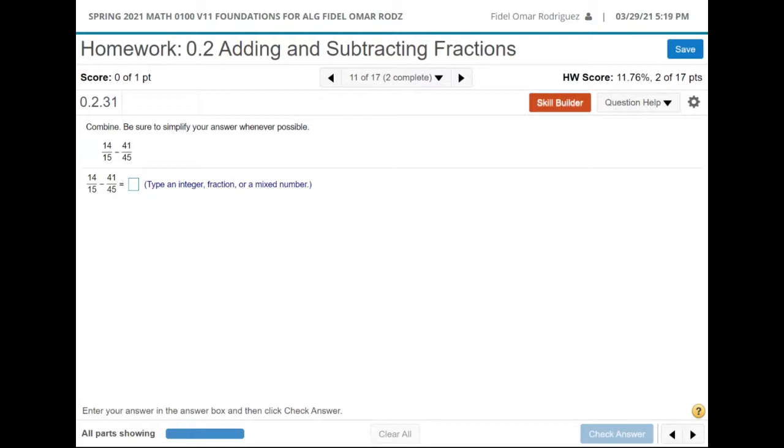Guys, I want to do this next one simply because the multiplication table that I pulled up is a 15 by 15 table, so I don't have all of these numbers. So let me write down this problem for you guys: 14 over 15 minus 41 over 45. Let me stop sharing this and come back to my multiplication table.